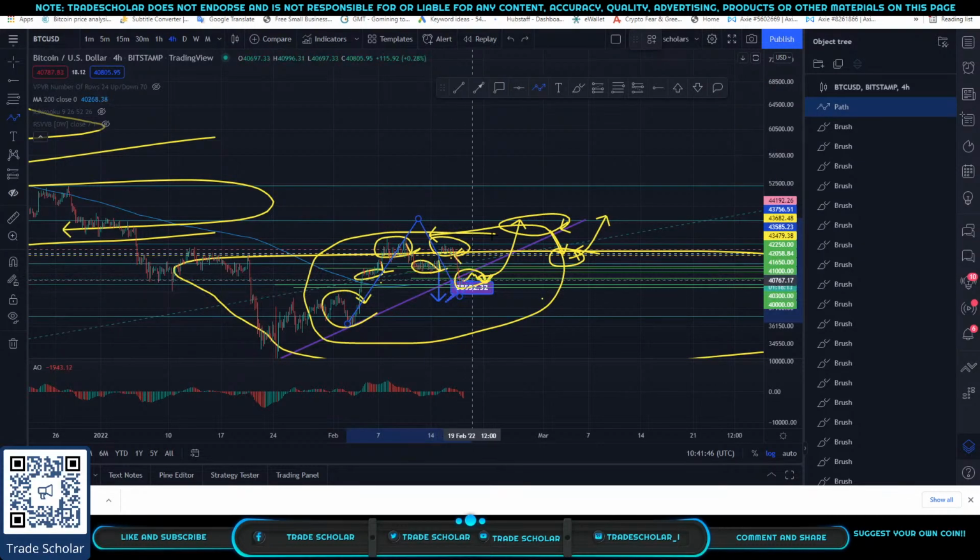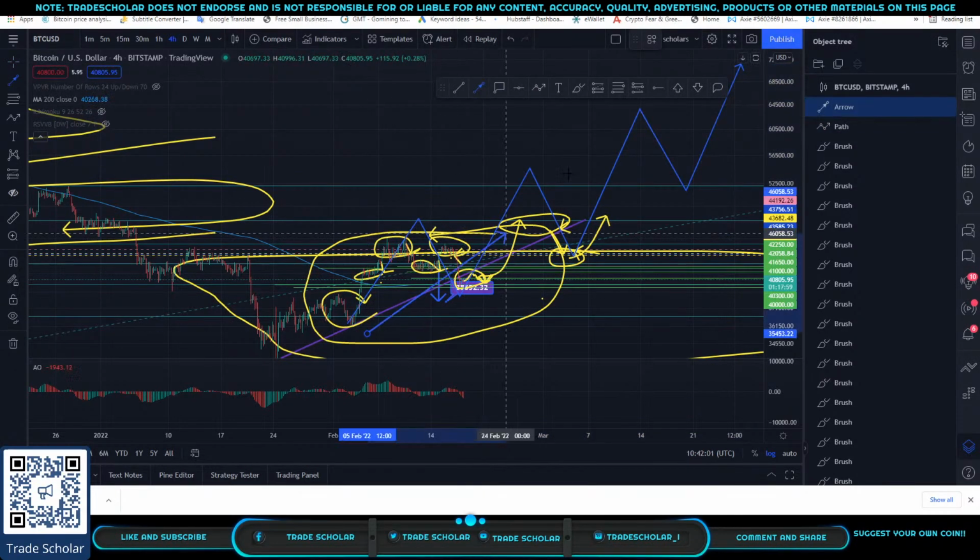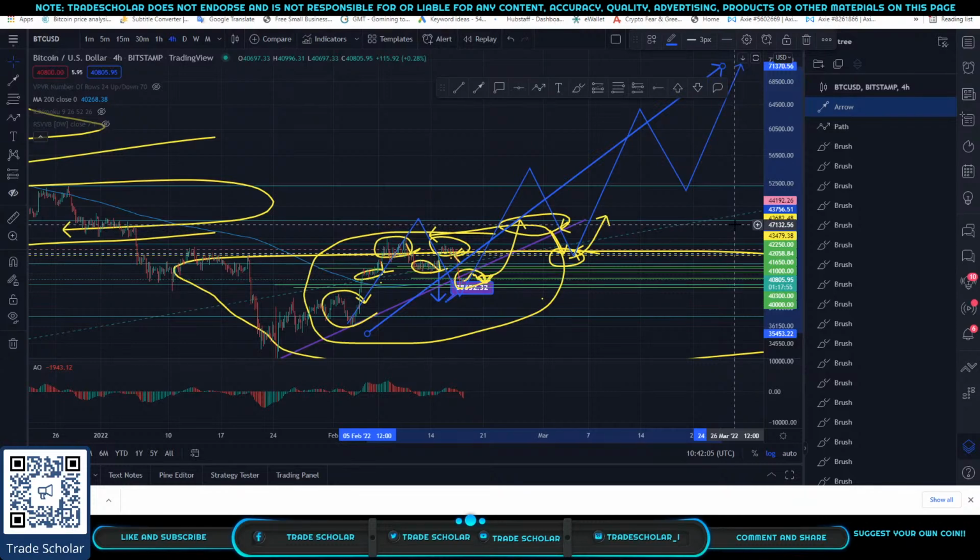Here. Okay, slowly going up. Okay, that's how it would look like. So you cannot expect one straight line to the upside like that one. No, that doesn't happen. There will always be a Wyckoff market cycle.